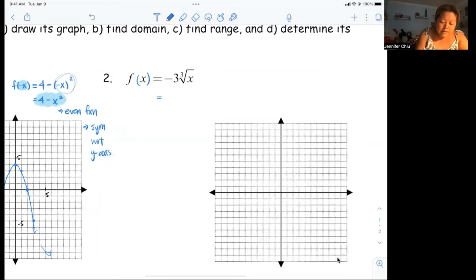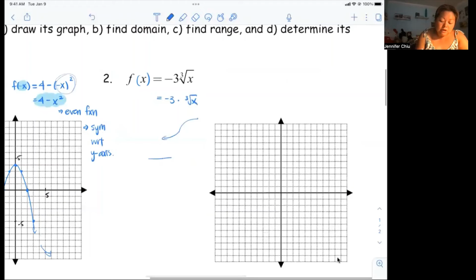So again, look at this as negative 3 times the cube root of x. If you recall what the cube root of x looks like, it looks like an S function, like so, right? So what is it going to do? Sometimes it's actually much easier if you create a t-table for yourself to see what this looks like. So I know that if I cube root negative 8, I get negative 2. If I cube root negative 1, I get negative 1. Cube root 0, 0; 1, 1; 8, and 2.